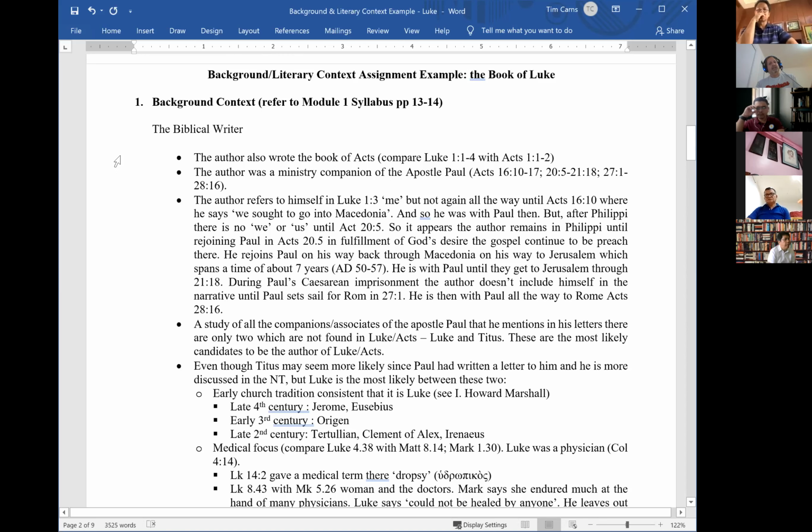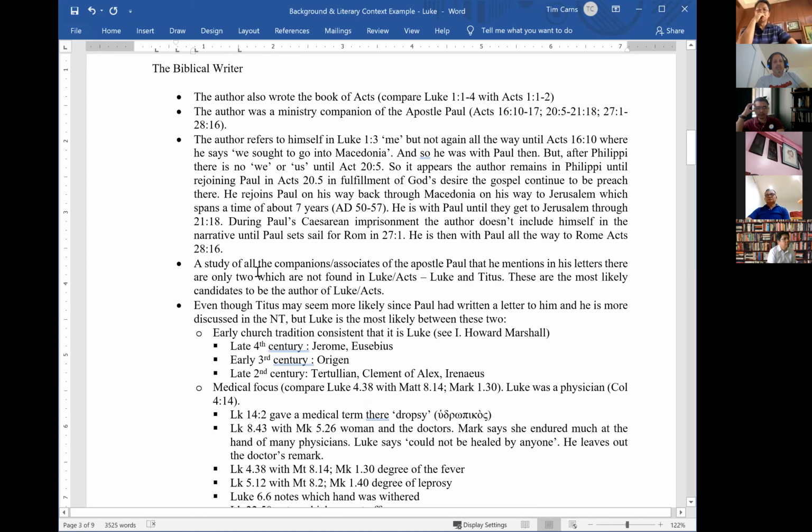Now, Luke, there's a lot of details. So for the author, there's a lot of information. For John, you don't have to do this much. Okay. But in this particular book, which I've studied before, there was a lot of information about the author. So you're going to see an extended section on the author.